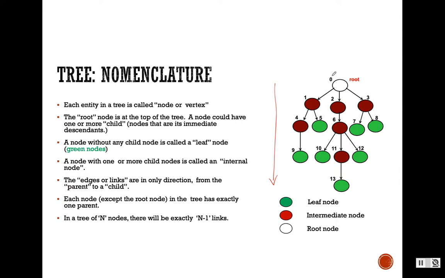In this tree you can see a couple of circles and a couple of lines, and the lines are connecting the circles. The circles are the entities of the tree. Each circle, or entity, is known as a vertex or node. So here we have a total of 13 nodes.